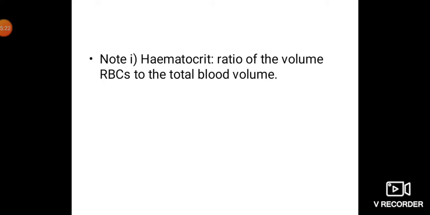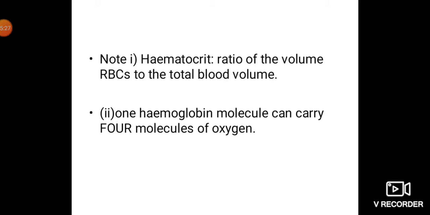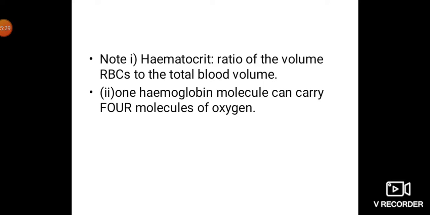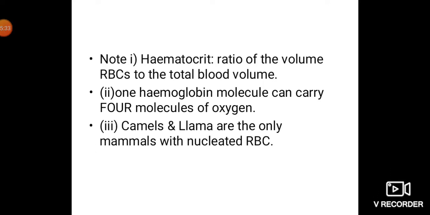Note: hematocrit is the ratio of the volume of RBCs to the total blood volume. One hemoglobin molecule can carry 4 molecules of oxygen. Camels and llamas are the only mammals with nucleated RBCs.